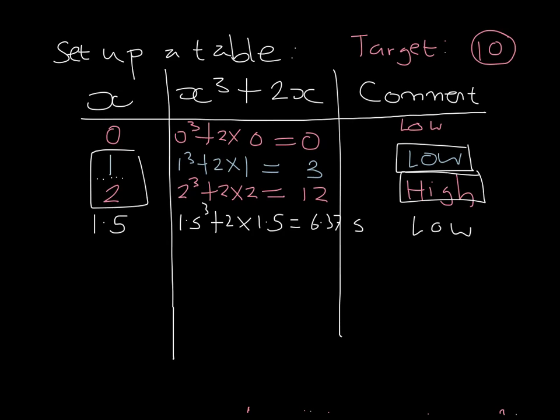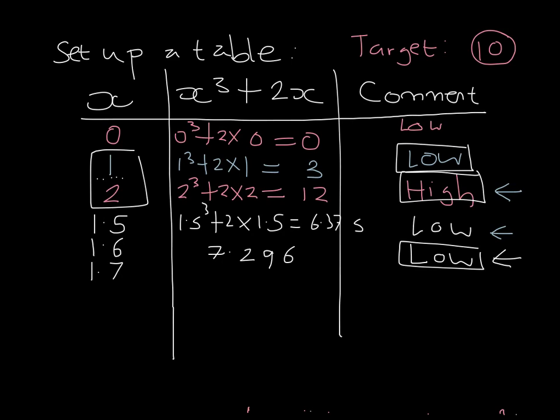Now at this point I can see that because 1.5 was a little bit low and 2 was a little bit high, that means the answer must be somewhere in between 1.5 and 2. So I'm now going to take a logical step and check 1.6. There isn't enough space to show the substitution at this point, so you can just work it out on your calculator and write down the value of 1.6 cubed plus 2 times 1.6 in the space here. The value is 7.296, which of course is still lower than 10. So that means we're still looking at a number in between 1.6 and 2.